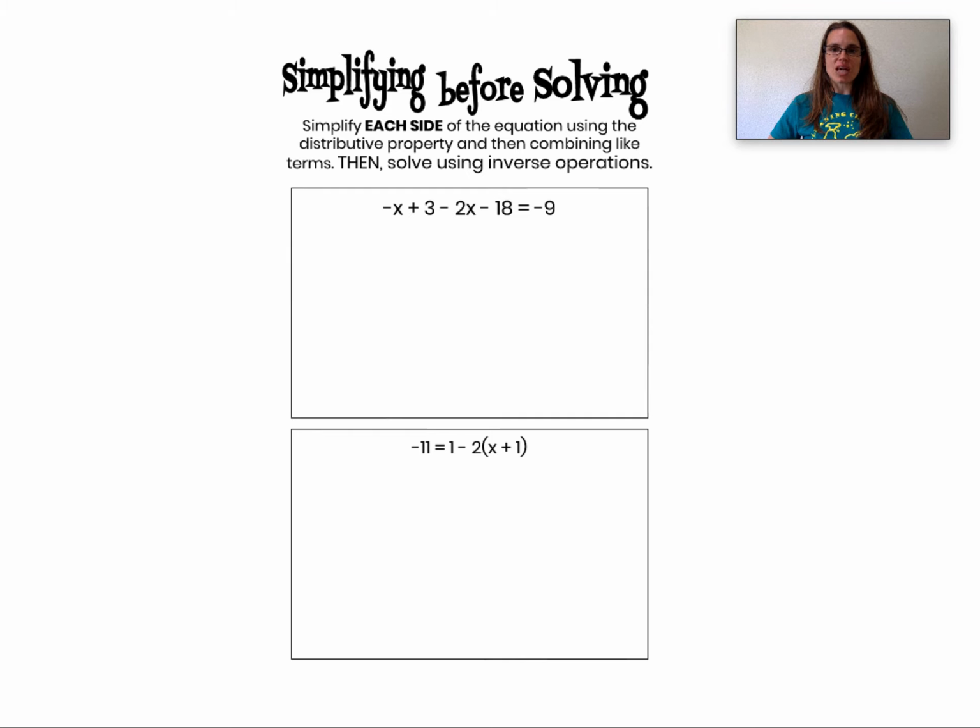Before using inverse operations, I need to first make sure that both sides of my equation are fully simplified. That means I need to use the distributive property and then combine like terms. In this first example, the left-hand side needs to be simplified. I don't need to use the distributive property, there aren't any parentheses, but I do need to combine like terms.